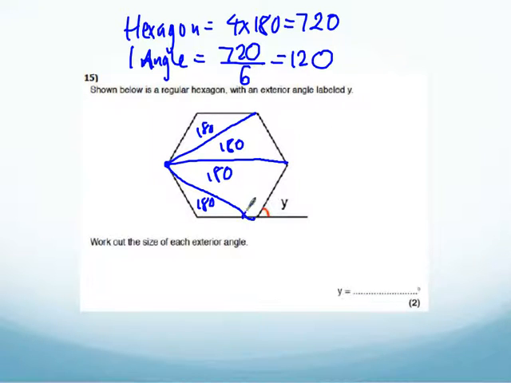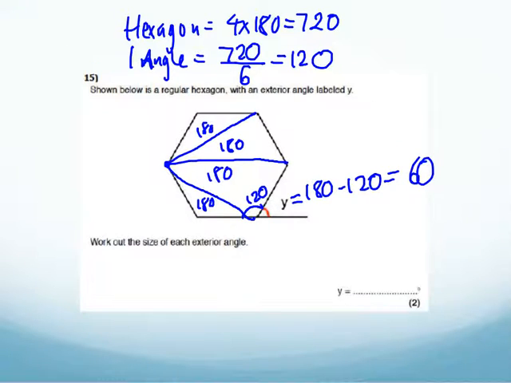And so what I know now is that this angle here is 120. So Y will be equal to 180 minus 120, which is 60 degrees. That is one way of approaching the question.